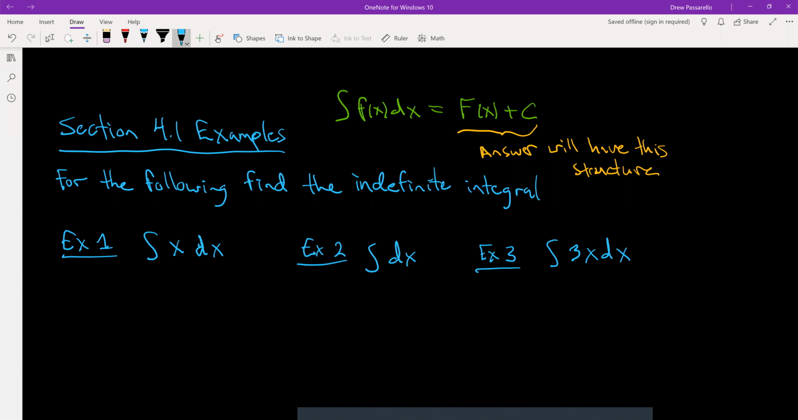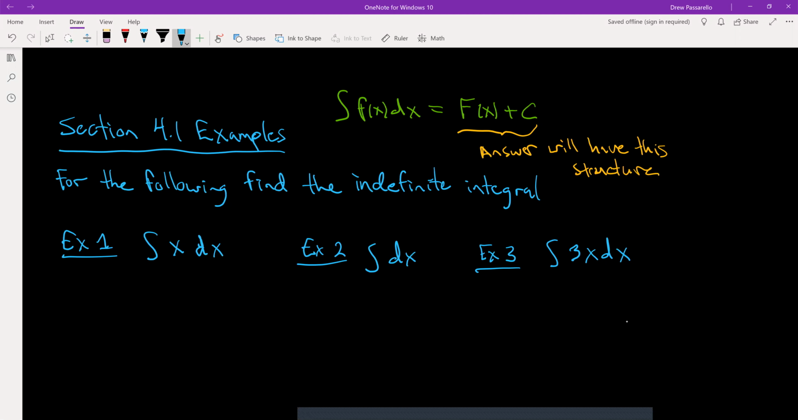All right, so this video is going to go into examples. So you're going to find some indefinite integrals, which is the same as finding the antiderivative. Now our answer is going to be of the structure capital F of x plus c, where capital F of x is the antiderivative, and then we're always going to attach this plus c at the end because it's going to be a family of functions that we get as the result of finding the antiderivative or the indefinite integral.